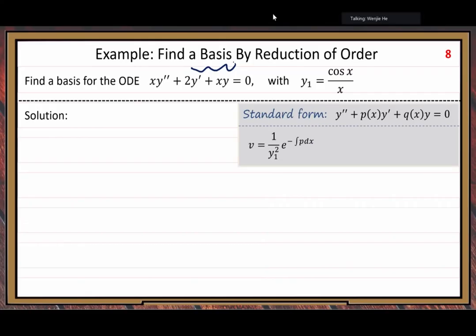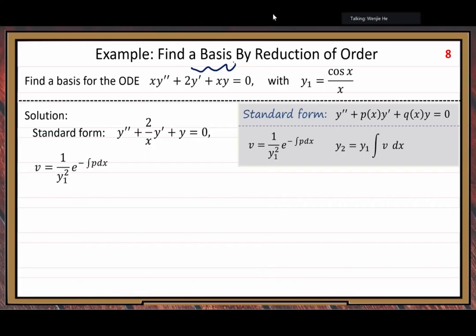We just use the formula, so we do not go through the development process. Use the formula directly. We calculate V first, then Y2. The P function and the Q function, in the standard form, very simple. So then we calculate.